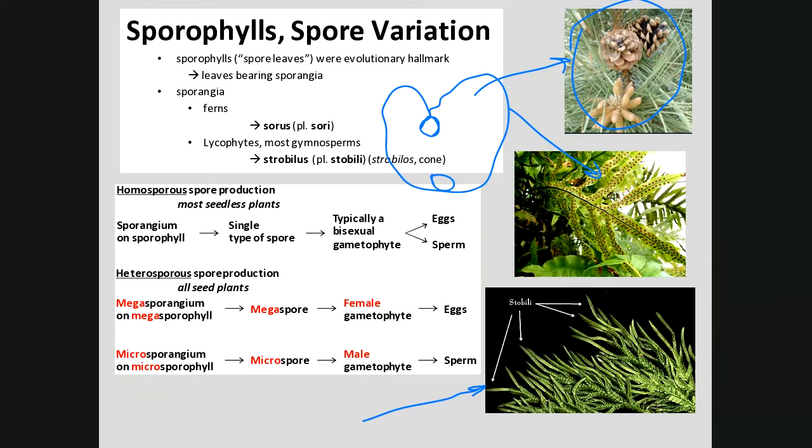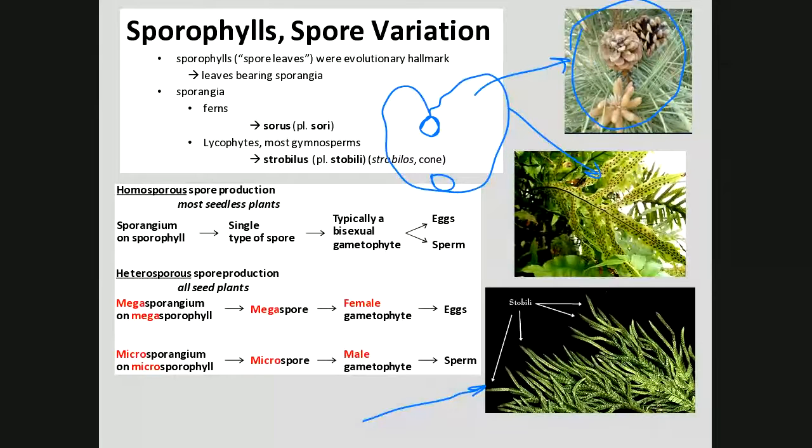But among seeded plants, what they do is they produce different types of spores. We call that heterosporous spore production. So now follow along with what I've highlighted in red here. The megasporangium on a megasporophyll produces a megaspore. The megaspore produces a female gametophyte, and that's where the eggs come from. Now, in terms of the male, it's a microsporangium that's produced on a microsporophyll, and they produce microspores. That's the male gametophyte, and that's what produces the sperm.